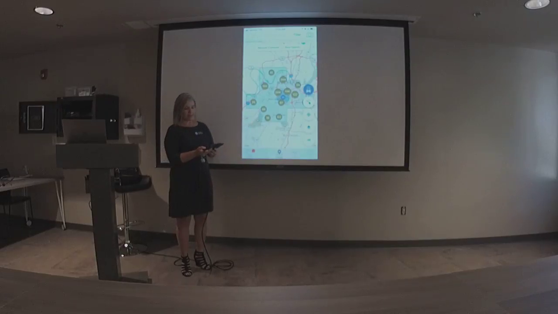The next one down, where I see the little squiggle line, this is allowing me to do the radius or the draw feature.